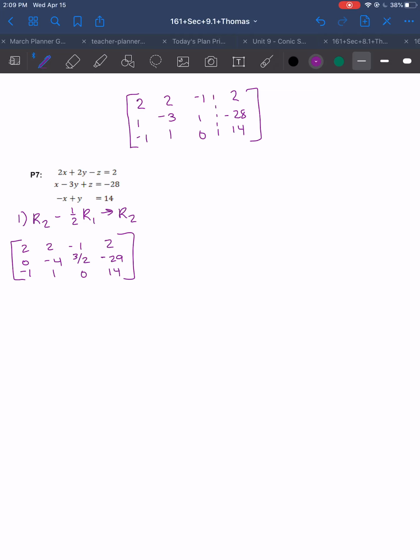So then I'm going to take R3 plus 1/2 of R1 and put it in R3, because I wanted that to be a 0. Sorry, I didn't tell you that. So I get 2, 0, 0, 2, -4, 2, -1, 3/2, -1/2, 2, -29, and 15.